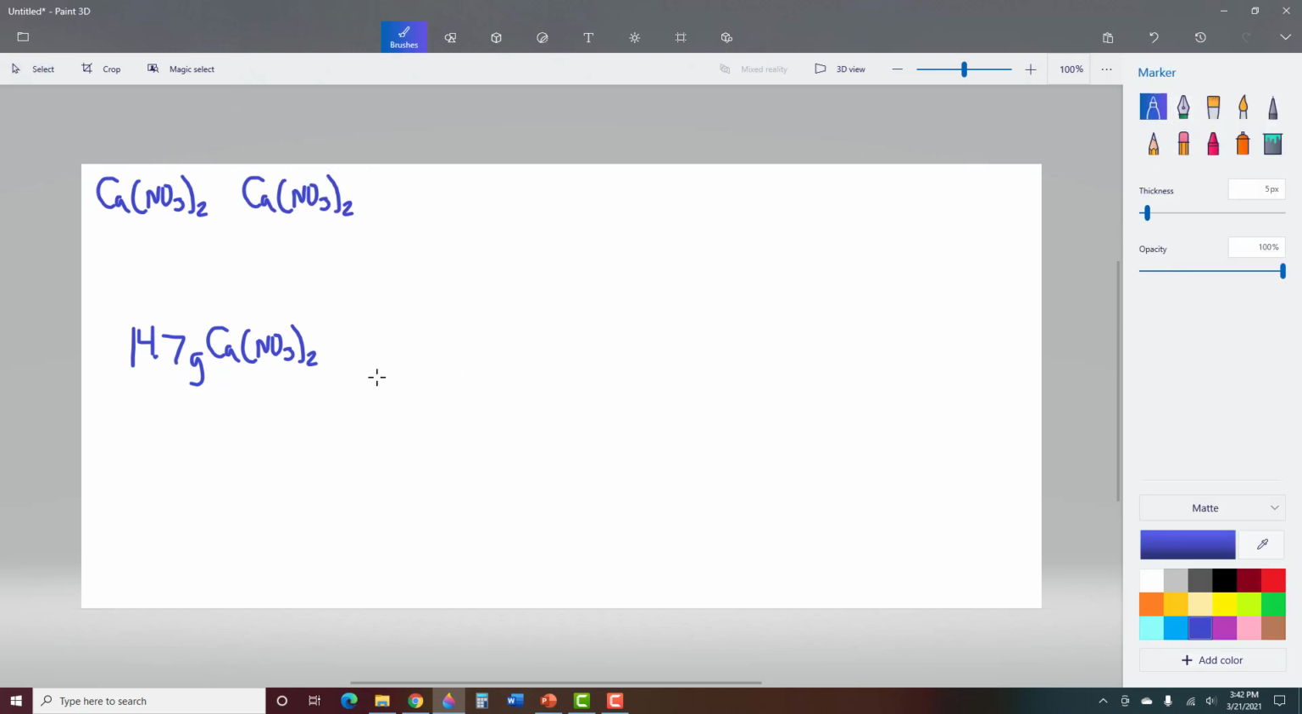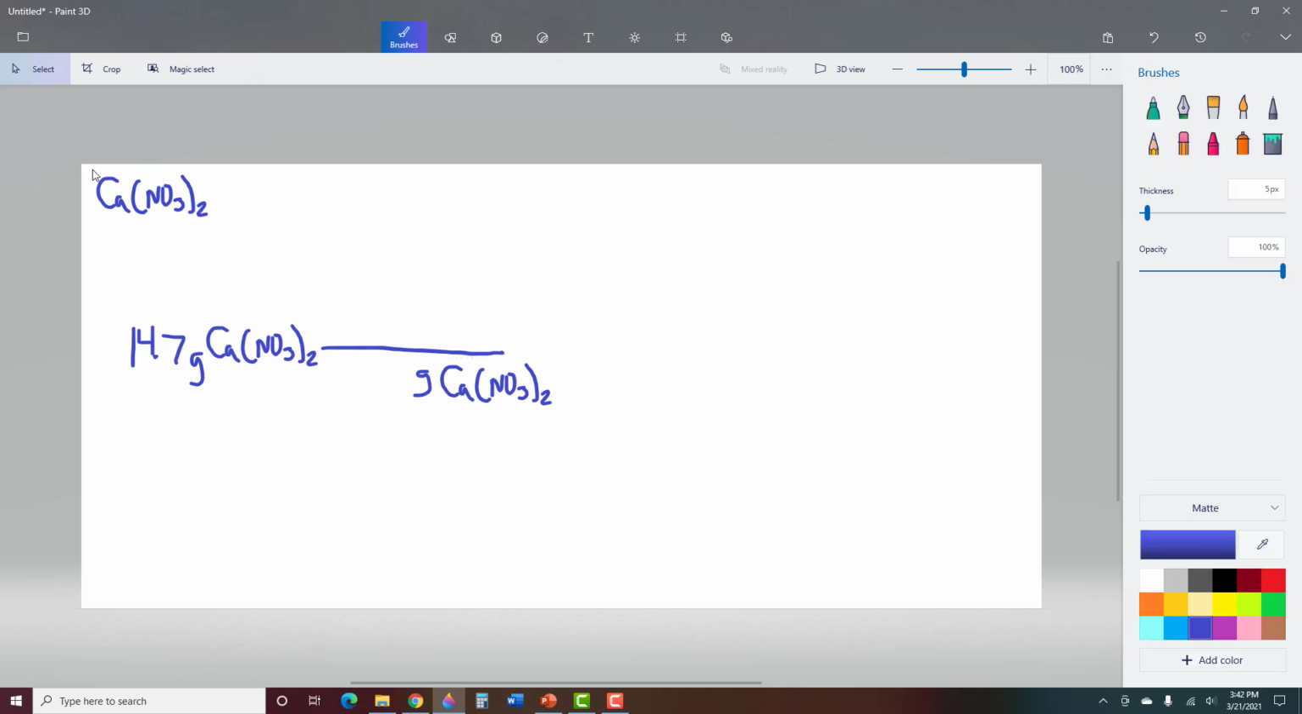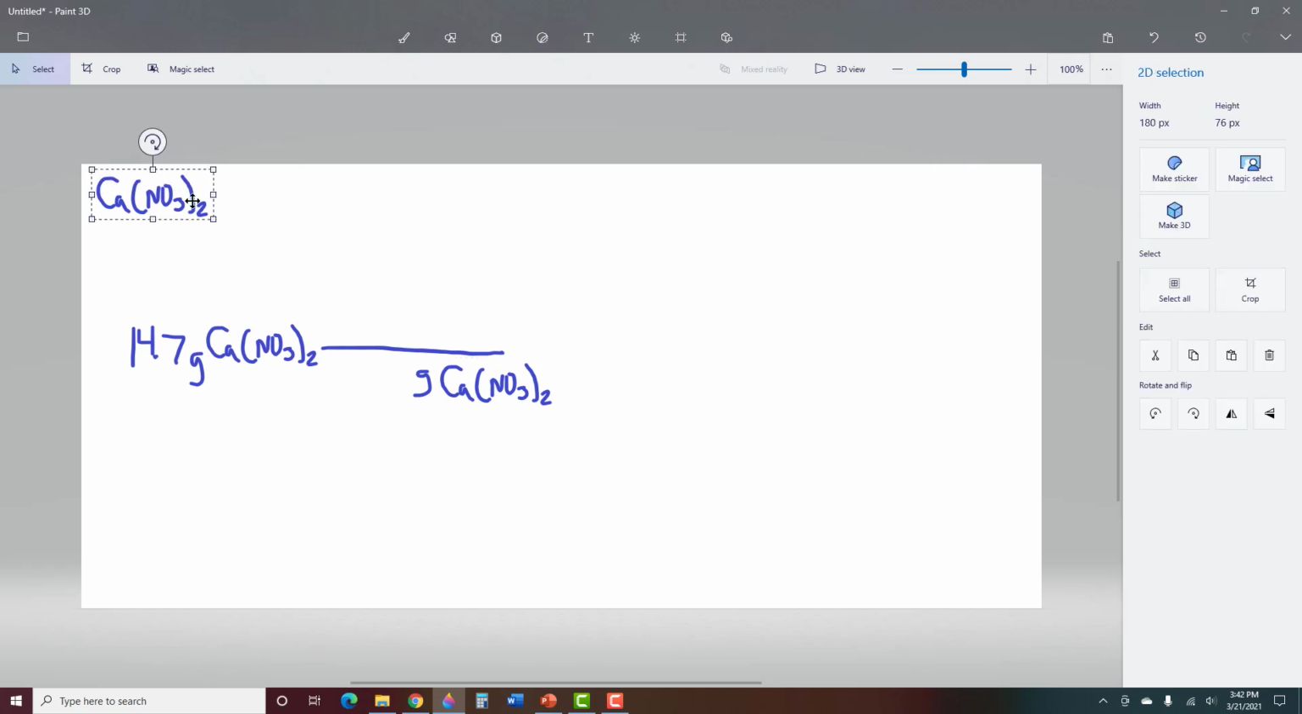Alright, so draw the division bar. Take your starting unit and put it on the bottom, which is going to be grams of the CaNO3. So I'm going to grab that again and put that here. And then on the top, I'm also going to have CaNO3, because whenever you have grams, the units match. They should be the same on top and on the bottom. And I'm actually going to copy one more, because I'm going to need one more, and put that there.